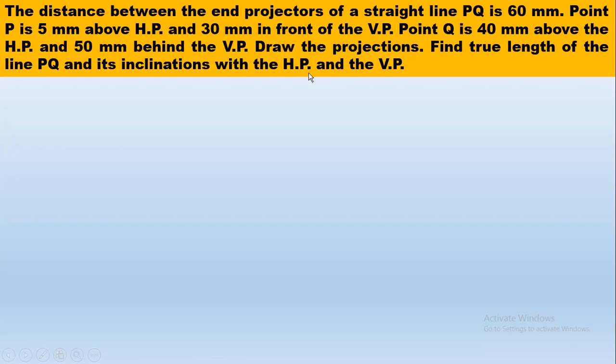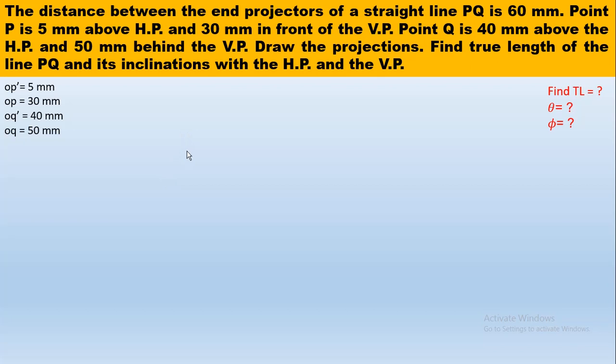Draw the projection, find true length of the line PQ and its inclination with HP and VP. So let's list out the data. Position of P is given, position of Q is given, and we have to find the true length and true inclination with both the reference planes. If you know how to solve this problem, kindly pause the video and try to solve it by yourself. Whenever you're ready, you can continue with this video.